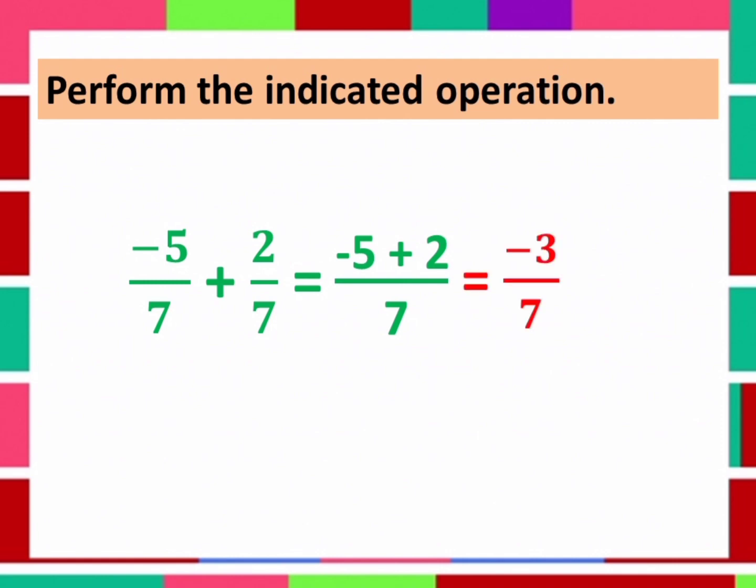Why negative 3? Because 5 is greater than 2. So, we are going to copy the sign of negative 5, and just copy the denominator. So, our answer is negative 3 over 7.